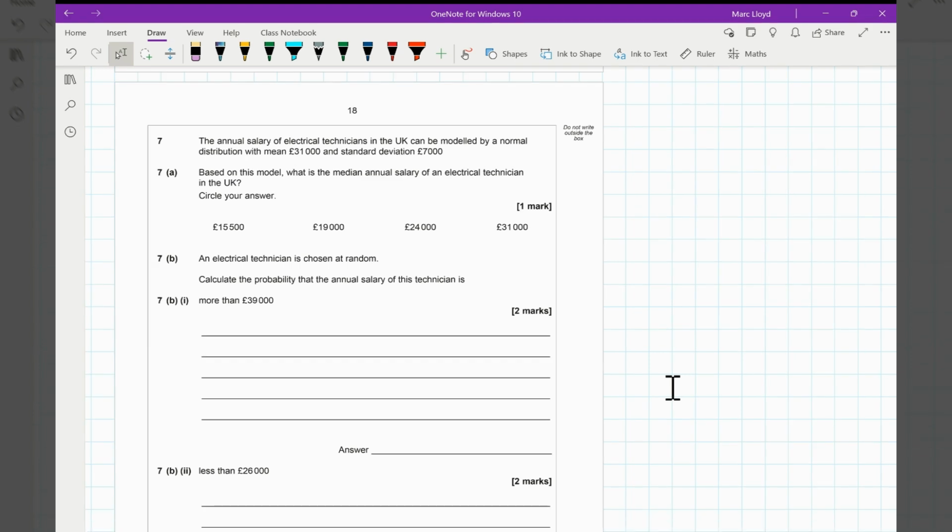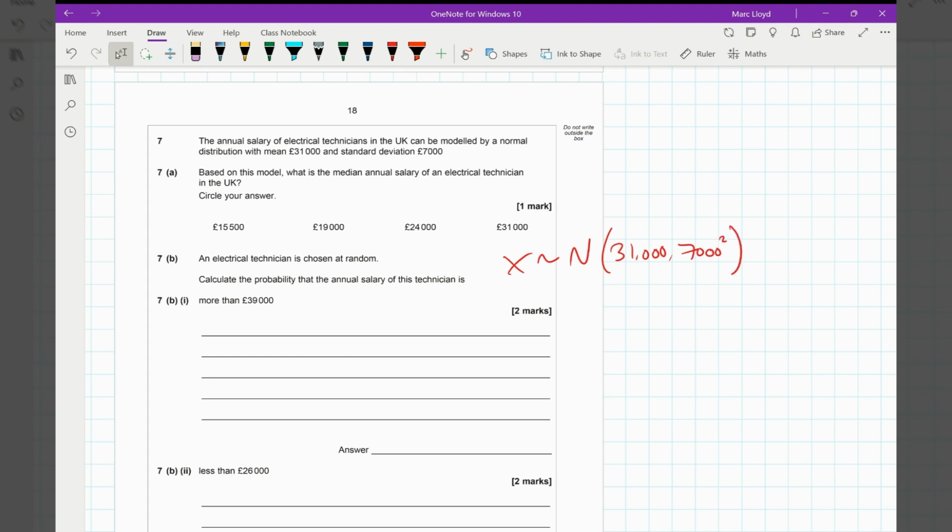The annual salary of an electrical technician in the UK can be modelled by a normal distribution, with the mean being 31,000 and the standard deviation being 7,000. So X can be modelled normally. That's 31,000, and then standard deviation 7,000 squared. Okay, so what is the median salary?